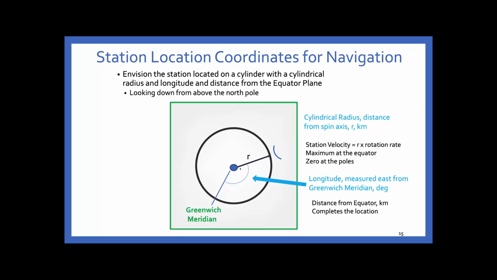Now, to understand this parameterization, which is a simplified way of understanding why navigation works, I wanted to make sure that I defined the coordinates we use for the stations for navigation. Now, instead of thinking of the Earth as a sphere, think of it as a cylinder, which I've indicated here with this black circle.